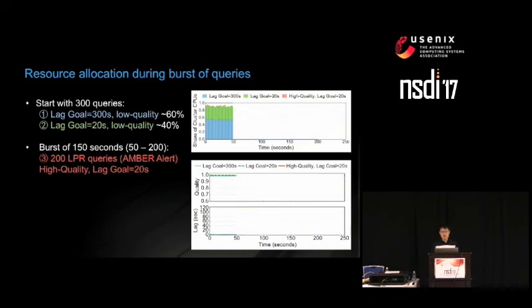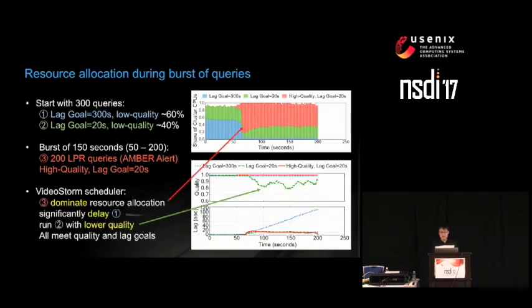At time 50, we add additional 200 license plate reader queries into the system to run for 150 seconds. This is to mimic an Amber Alert. All these 200 queries are lag sensitive and require high quality. As a result, what the VideoStorm scheduler will do is to allocate a dominant amount of resources to this type of queries.